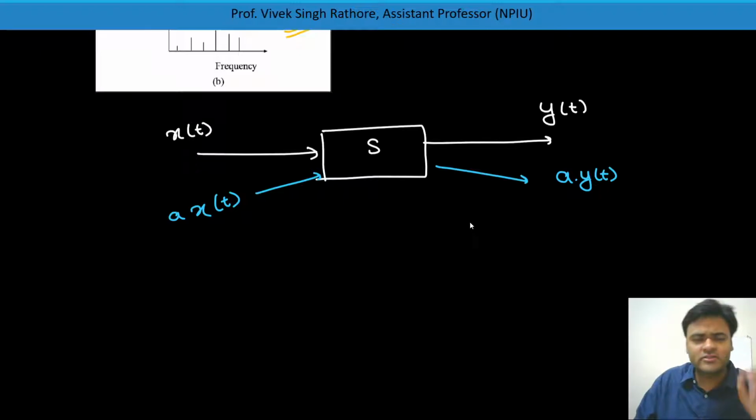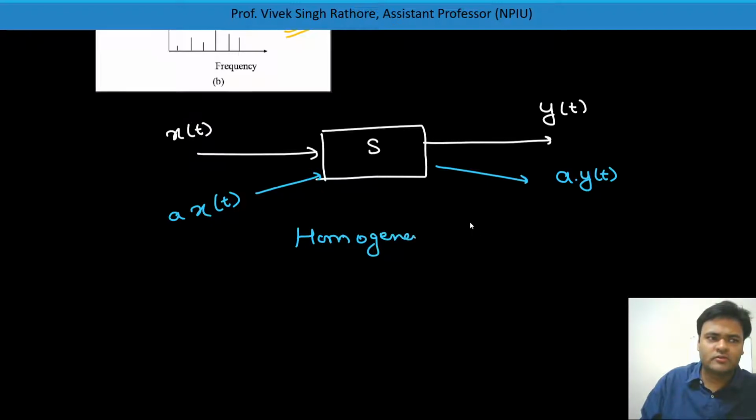But if we are giving just any multiple, we are doing multiply and we are putting the same signal, and if output is coming as the same output, only a is multiplied, this verifies homogeneity principle. Okay, so this satisfies homogeneity principle. Now, let's do the second one, the superposition principle.